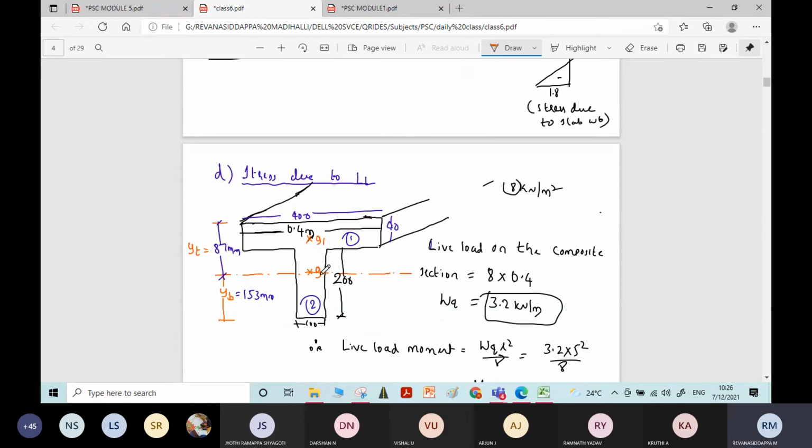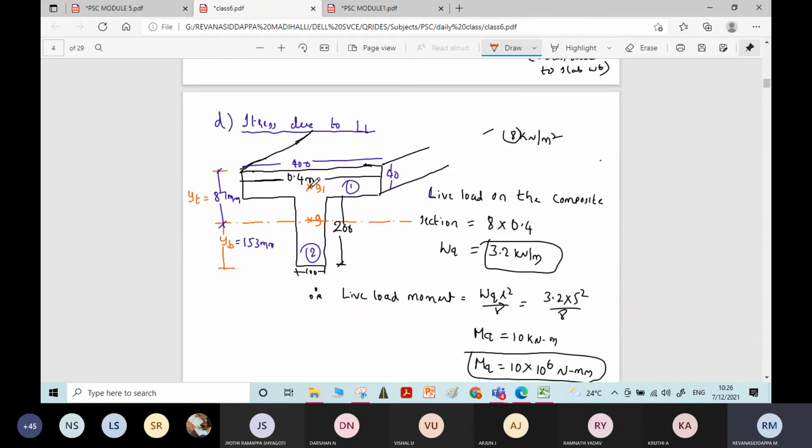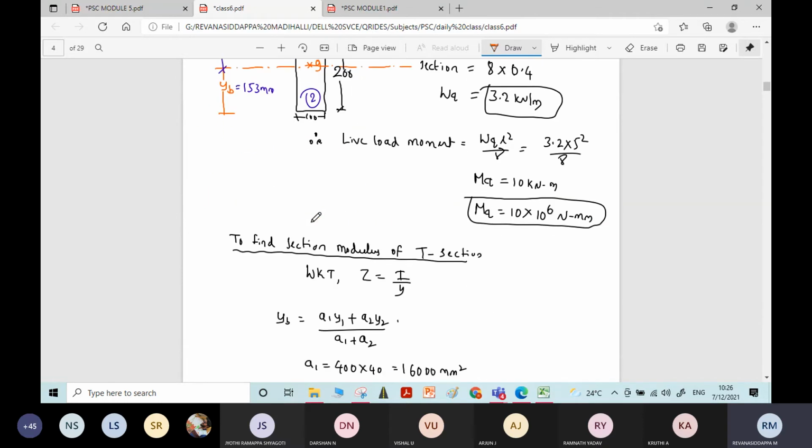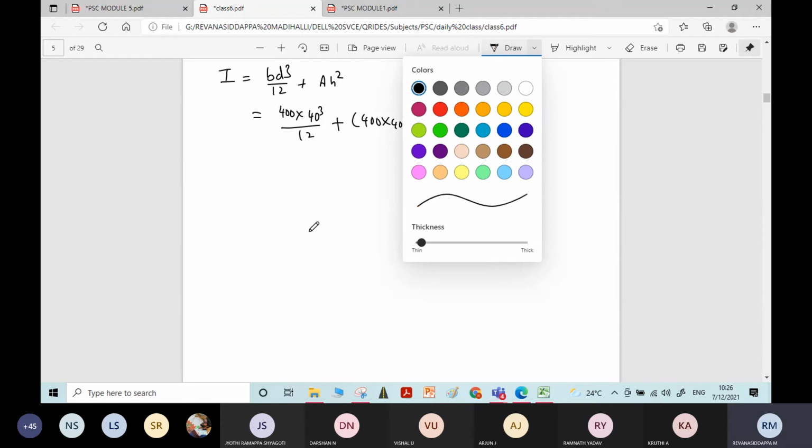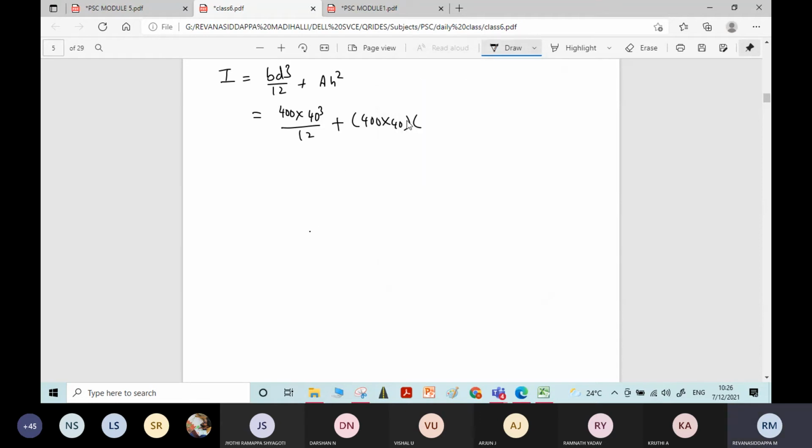From top fiber, distance of centroid of whole figure is 87 mm. From the same top fiber, distance of centroid of rectangle 1 is how much? 20. 87 minus 40 divided by 2, or 87 minus 20, you will get distance between G1 and G. Correct? Same calculation you write here: 87 minus 40 divided by 2, whole square, AH square. Plus, for rectangle 1 it is over.